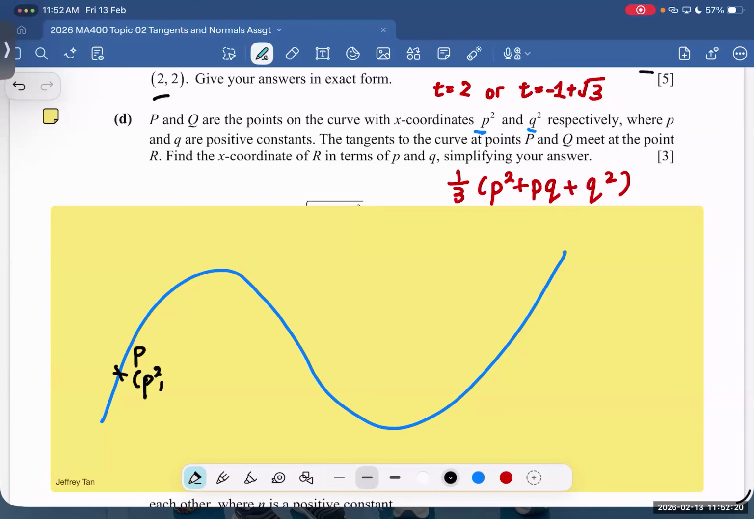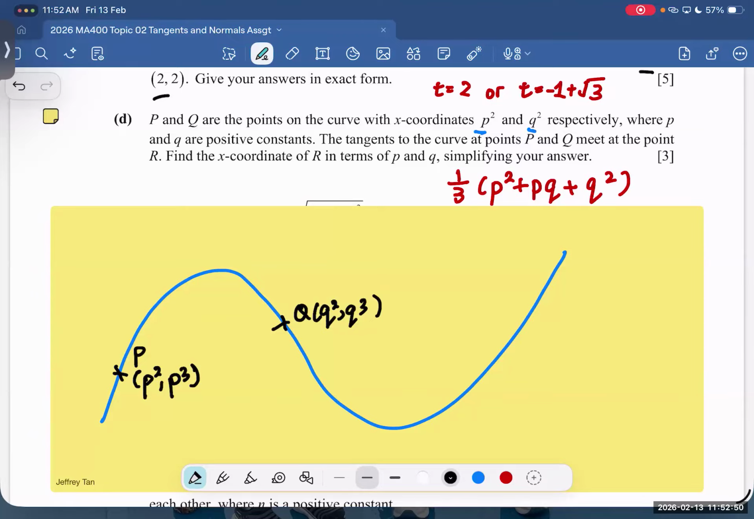P cube. Okay, next I put point Q. Now, if the x coordinate is Q squared, what's the y coordinate? Q cubed. So now you see, when you read, you draw a graph. The graph will help you to visualize the big picture. Many of your questions, especially quiz 1, require you to visualize the big picture. With the information in bits and pieces, try to form a graph.